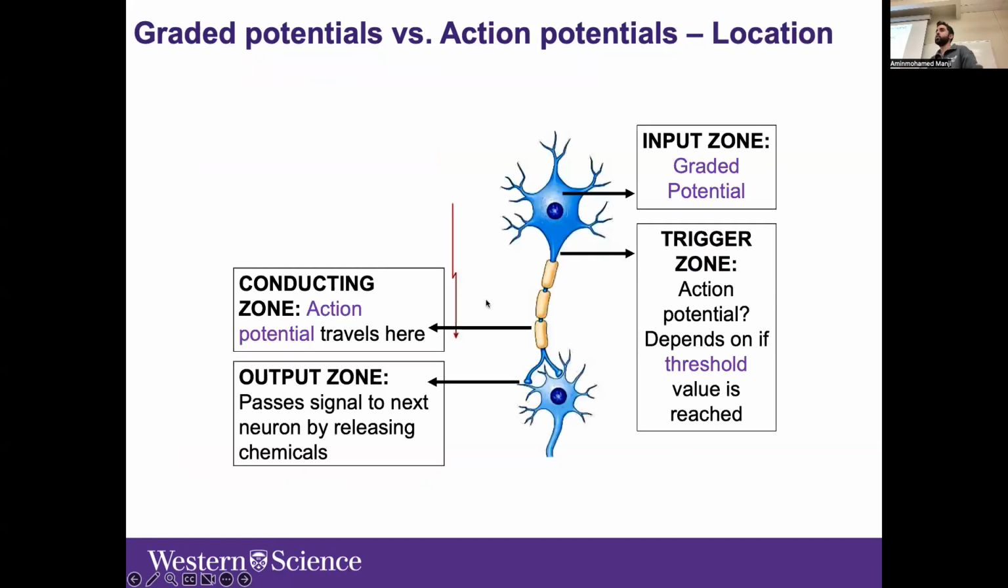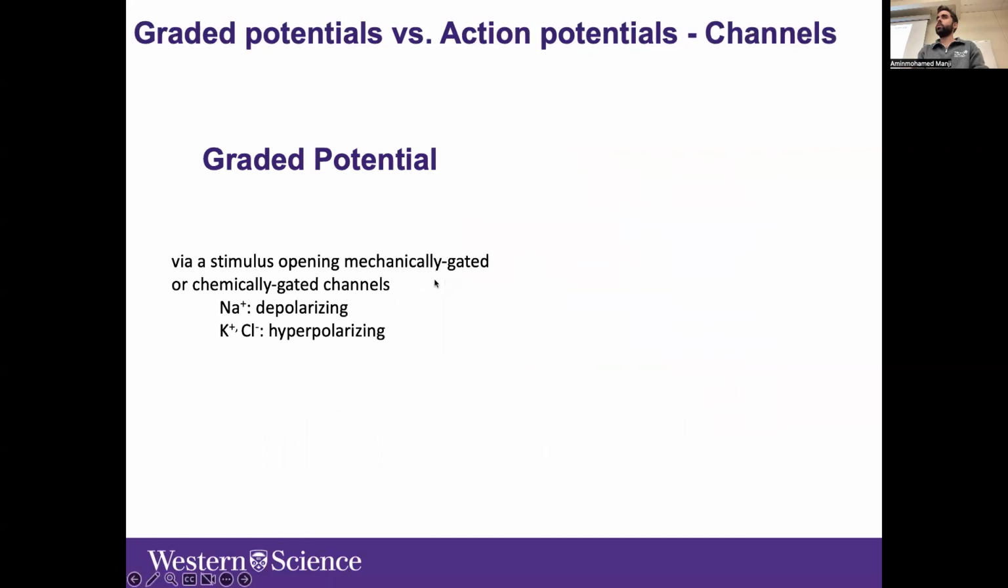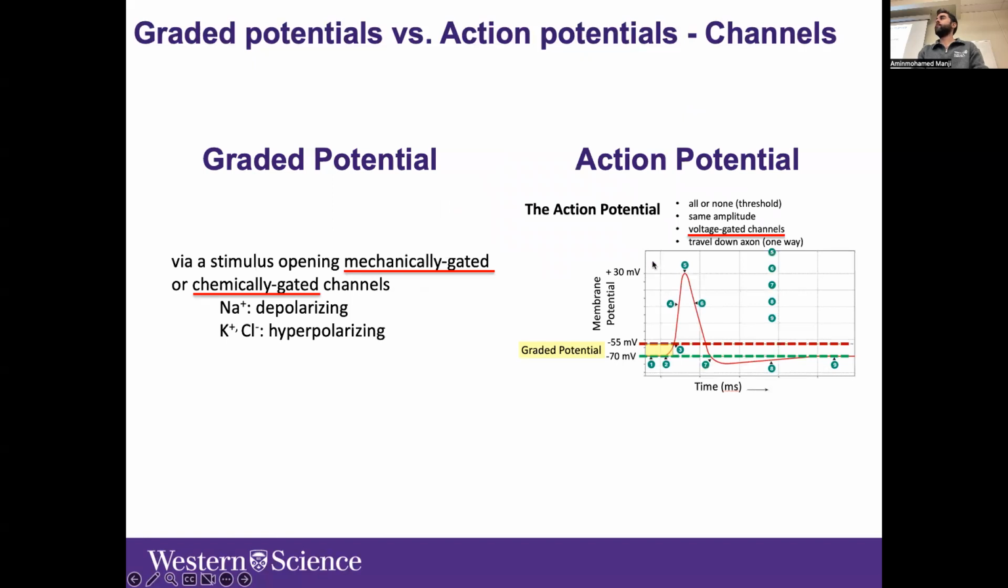Okay, another distinction, location. Graded potentials are happening where specifically? In a neuron. Absolutely, right? So the soma, which is literally the cell body of the neuron, and the dendrites, which are these projections sticking out of it, right? So that's what we refer to as the input zone. Action potentials are specifically happening from the axon hillock and down the axon to the axon terminal. Okay, so a big distinction there is the location between the two. Channels we talked about, graded potentials are mechanically and chemically gated channels. Action potentials are relying on voltage gated channels.